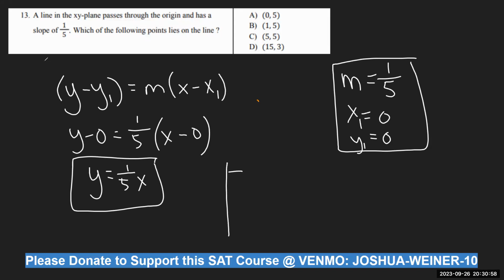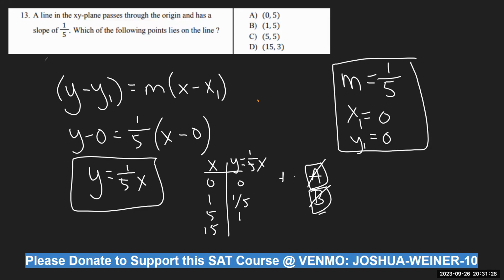So we make a mini table and we do x and then y equals 1/5 x. We can plug in the x values and see if there's a match up above. So a fifth of 0 is 0, so A is incorrect. A fifth of 1 is 1/5 for the output, so B is incorrect. A fifth of 5 is 1, so C is incorrect. But a fifth of 15 is indeed 3. So D was the correct answer for number 13.